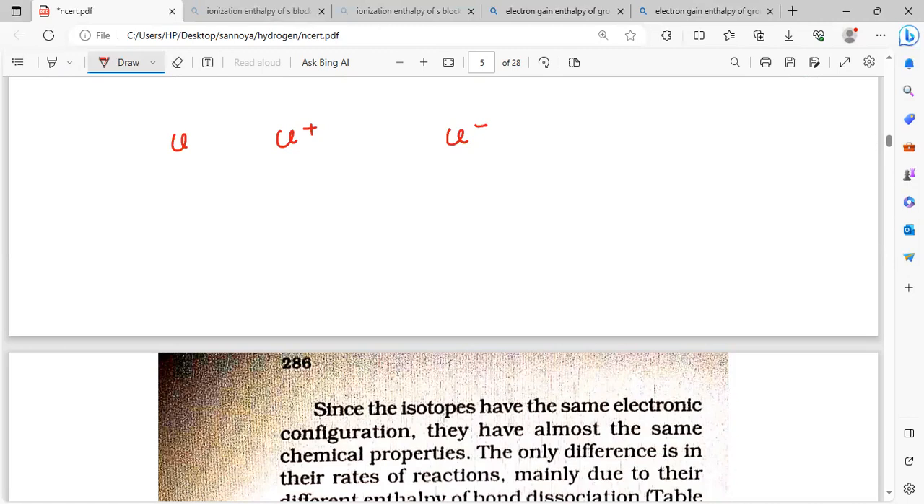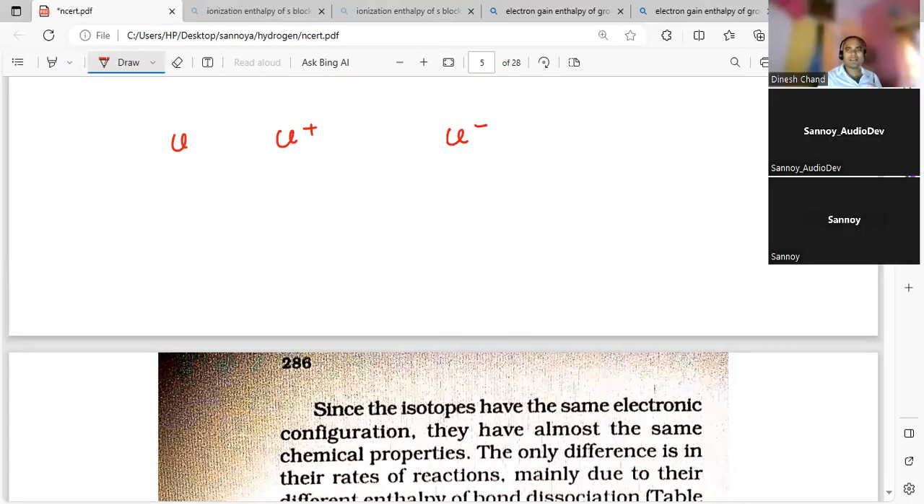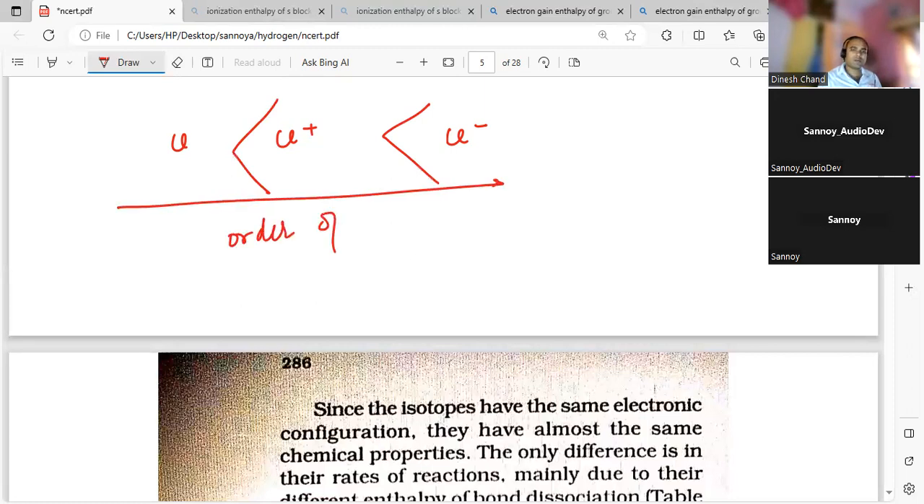You must have studied the radii in the periodic table. What is the problem, you are not telling? Sir, this atomic radii, ionic radii you studied in the periodic table chapter. Sir, I'm writing everything in the copy also. That is great. Just tell the order. Cl minus will have the largest radius because the number of electrons is more than the number of protons. Then Cl will come, then Cl plus. Order of radii.